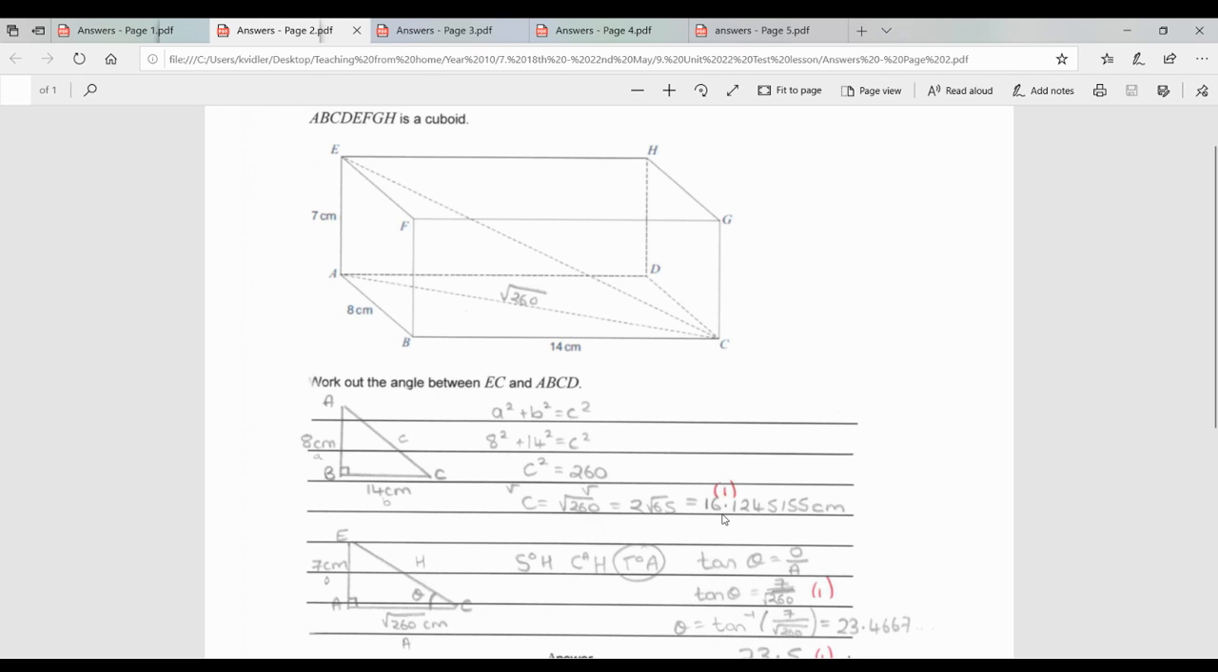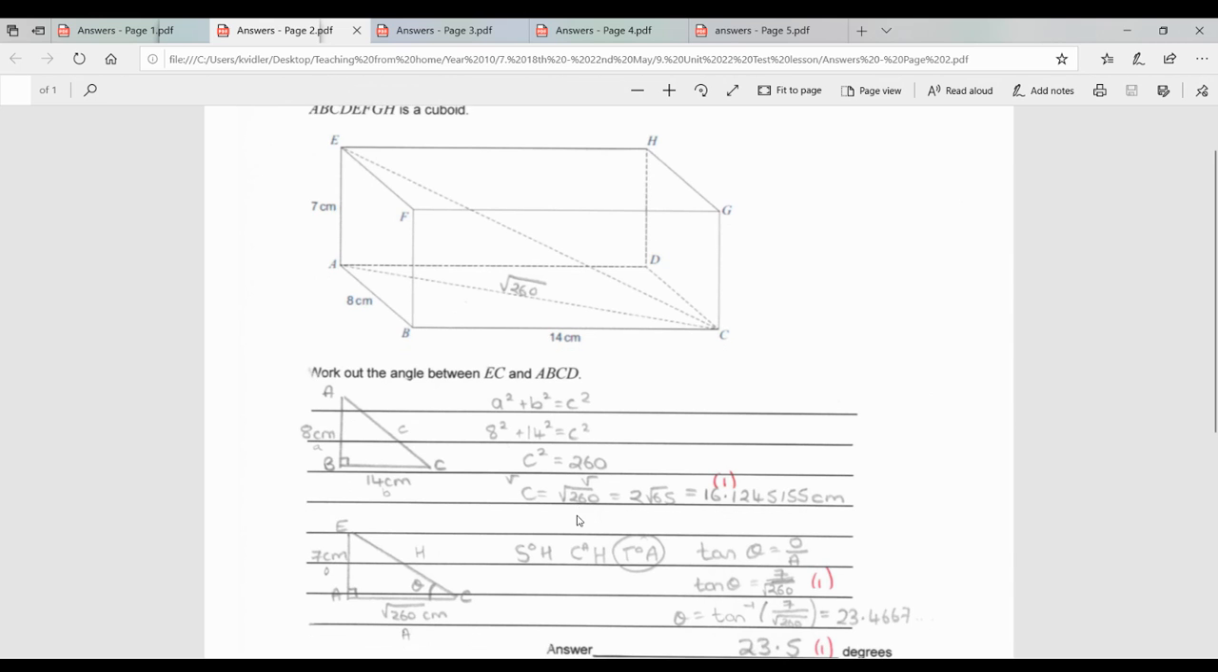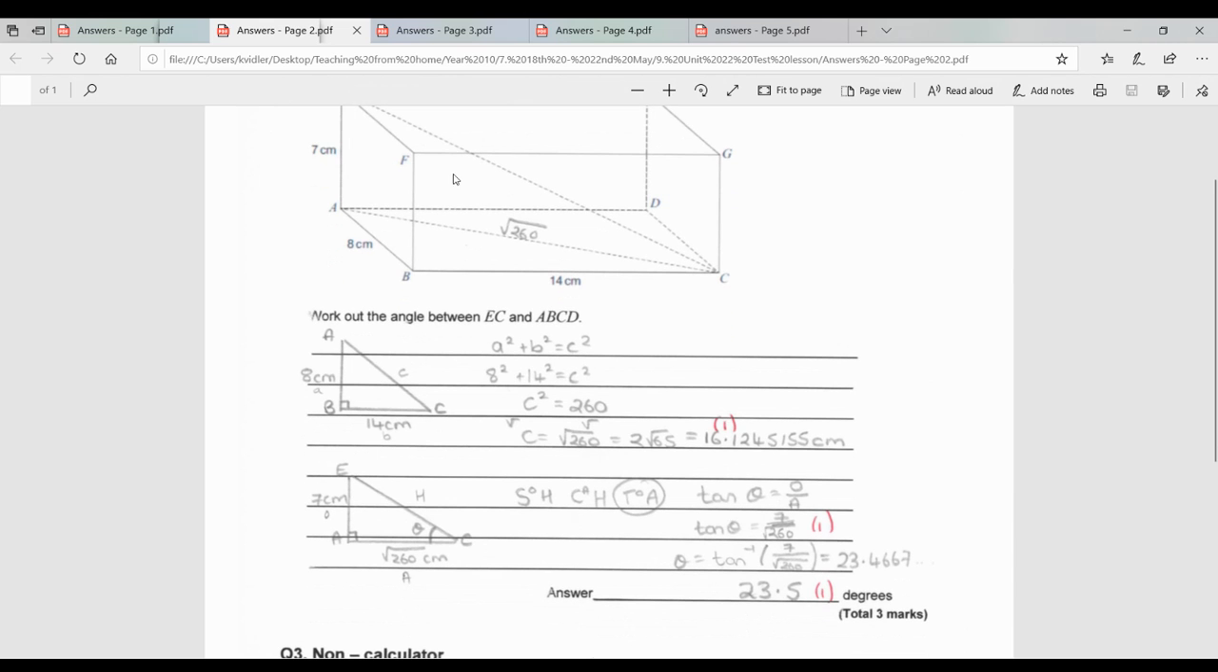But remember, if you're using the decimal, you shouldn't be rounding that until the very end of the question, so you need to keep that as it is, or ideally use the exact form, which is root 260. That's your first mark then. Hopefully then you can see we need to draw out that triangle again. So that's now going to be the triangle A to E to C. We know it's got a height of 7 centimetres, and we know that line AC is root 260, or your 16.1, etc. And then you need to label your three sides with your O, A, and H.